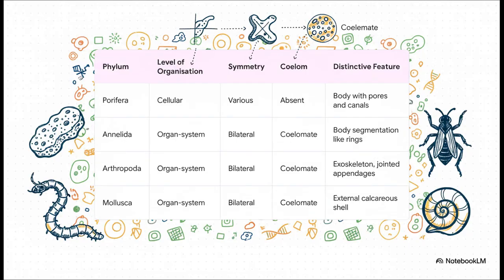Now, this is where it all comes together. Look at this chart and you can see the blueprint in action. You've got Porifera, the sponges, way over on the simple end of things. Just cellular organization, no real symmetry, no coelom. Then jump over to Annelida and Arthropoda. See? Both are complex with organ systems, bilateral symmetry, and a true coelom. But they split off based on other key features like segmentation or having an exoskeleton. It's a system that creates order, but also really highlights the amazing diversity.